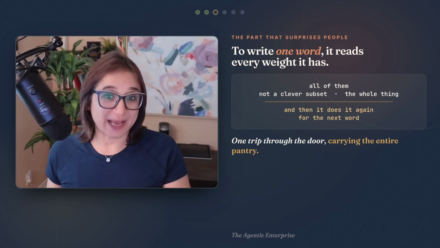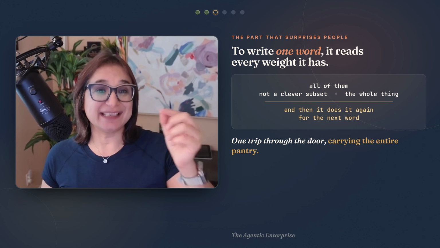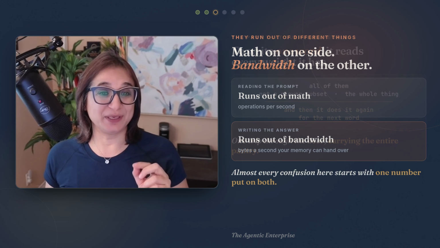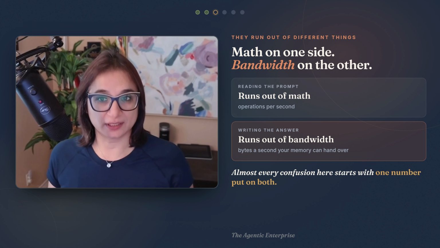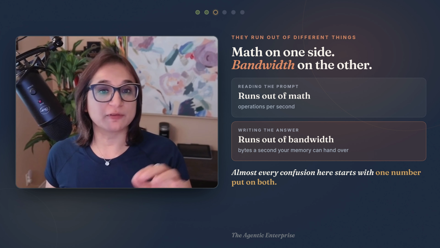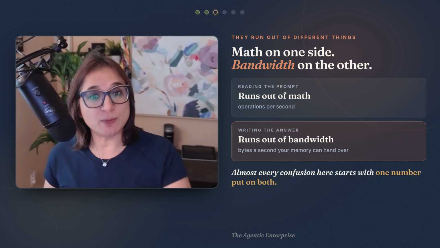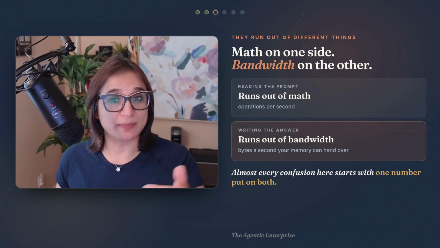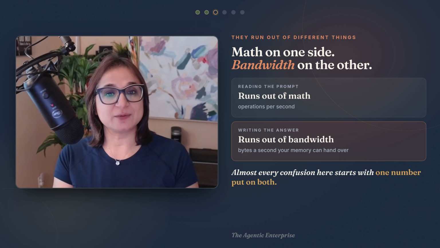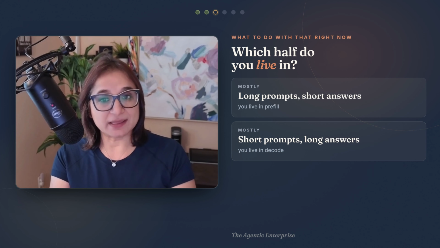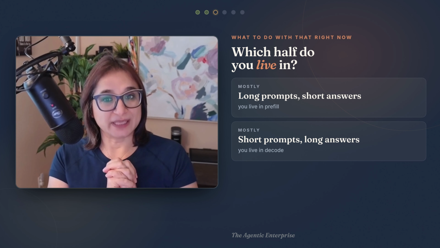So that is our narrow door. Every word in one trip through it, and it's carrying the entire pantry, right? Such a big thing. So do our halves run out of the same thing? They do not. Reading the prompt runs out of math, writing the answer runs out of bandwidth. And bandwidth is just how many bytes a second your memory can hand over. And almost every confusion in this whole field starts with somebody treating them as one thing and putting a single number on both.